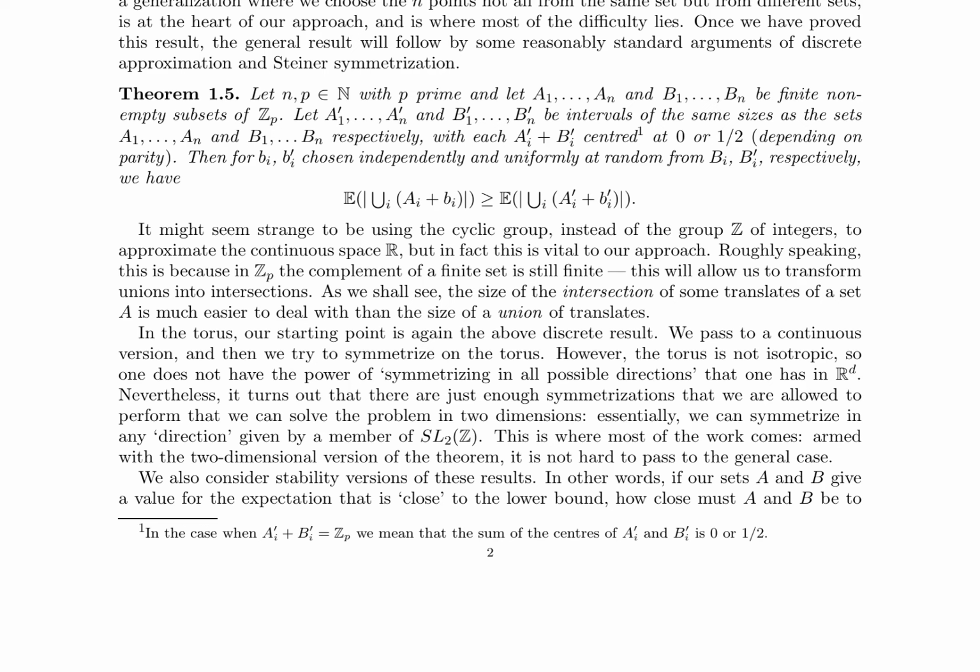The authors then extend the discrete result to the continuous case in the torus and Euclidean space using symmetrization and discrete approximation. Although the torus is not isotropic, they demonstrate that sufficient symmetrizations are possible to solve the problem in 2 dimensions, and subsequently, in the general case.